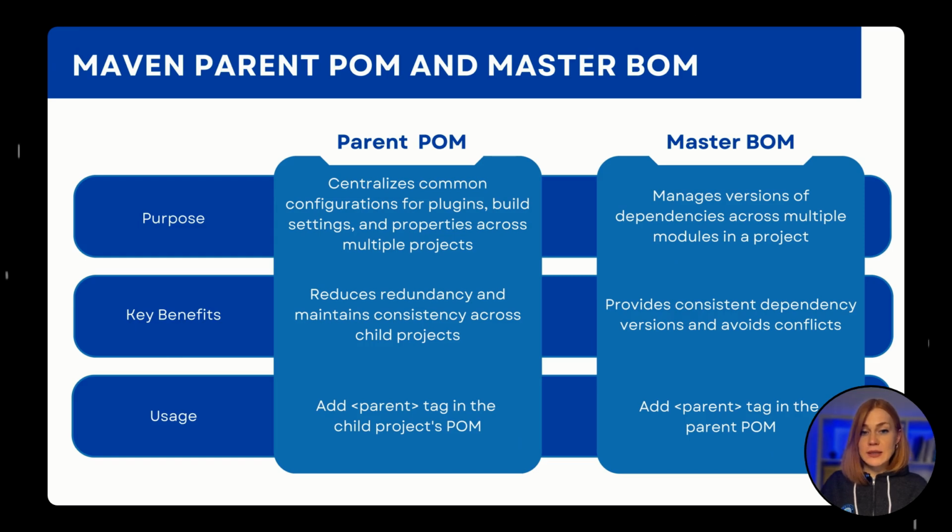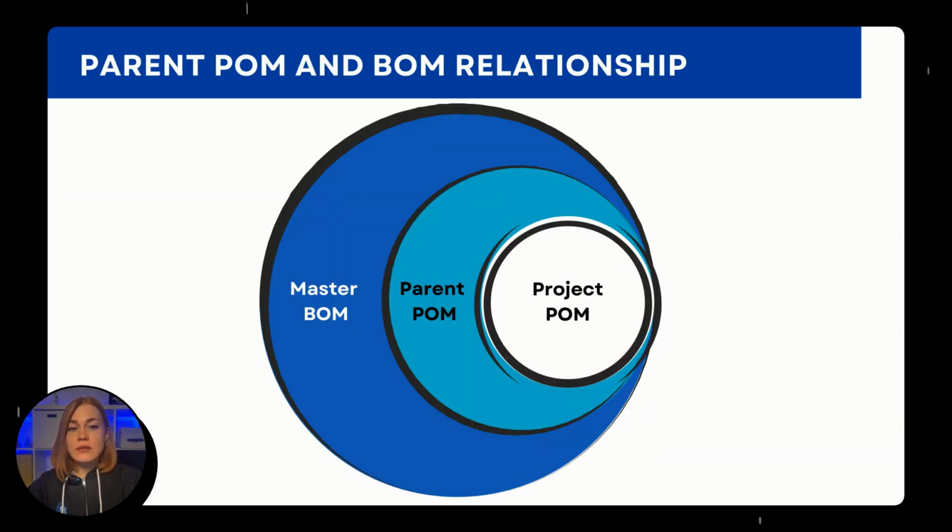Let's see how it all connects. In this diagram, the circles represent the relationship and scope of influence. The largest circle, Master BOM, sits at the top level. It defines dependency versions that apply across all projects. However, keep in mind that it might include plugin versions as well. Inside the Master BOM is the Parent POM, which inherits the dependency versions and adds shared configurations, plugins, and build settings. Finally, at the core, we have the Project POM, which represents an individual application. It inherits everything from the Parent POM, including the dependency versions defined in the Master BOM file.